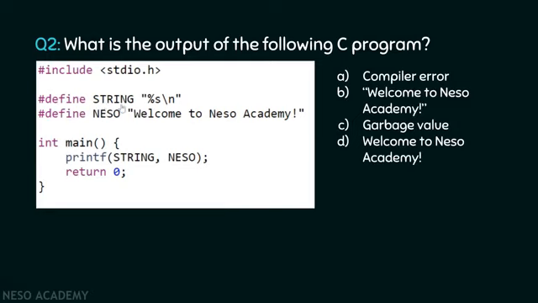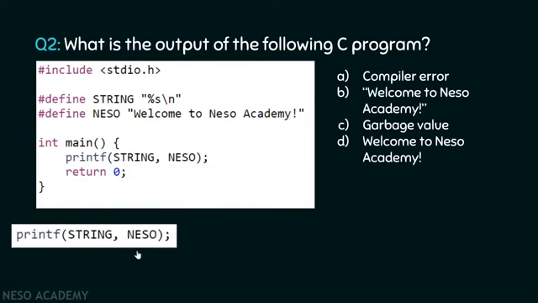Here you can see these are the two macros with their corresponding values, which are nothing but strings. One is %s\n within double quotes and the other one is welcome to Neso Academy exclamation mark within double quotes. Now we already know the job of the preprocessor. The job of the preprocessor is to replace macros with their corresponding values, right? Here instead of numerical values, we have strings. Now what is going on internally?